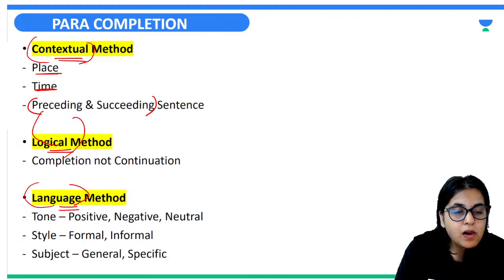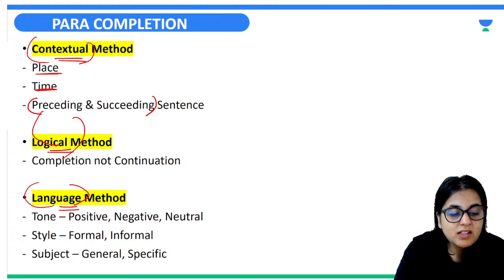Language. Focus on the tone. Is it positive, negative, neutral? If the entire para is positive, select a positive option. Or if you want to go with a negative option, there should be a word which justifies the change in the tone. Let's say but, yet, though. Try and select an option which is consistent according to the language as well, the style of writing, the kind of words that the author has used.